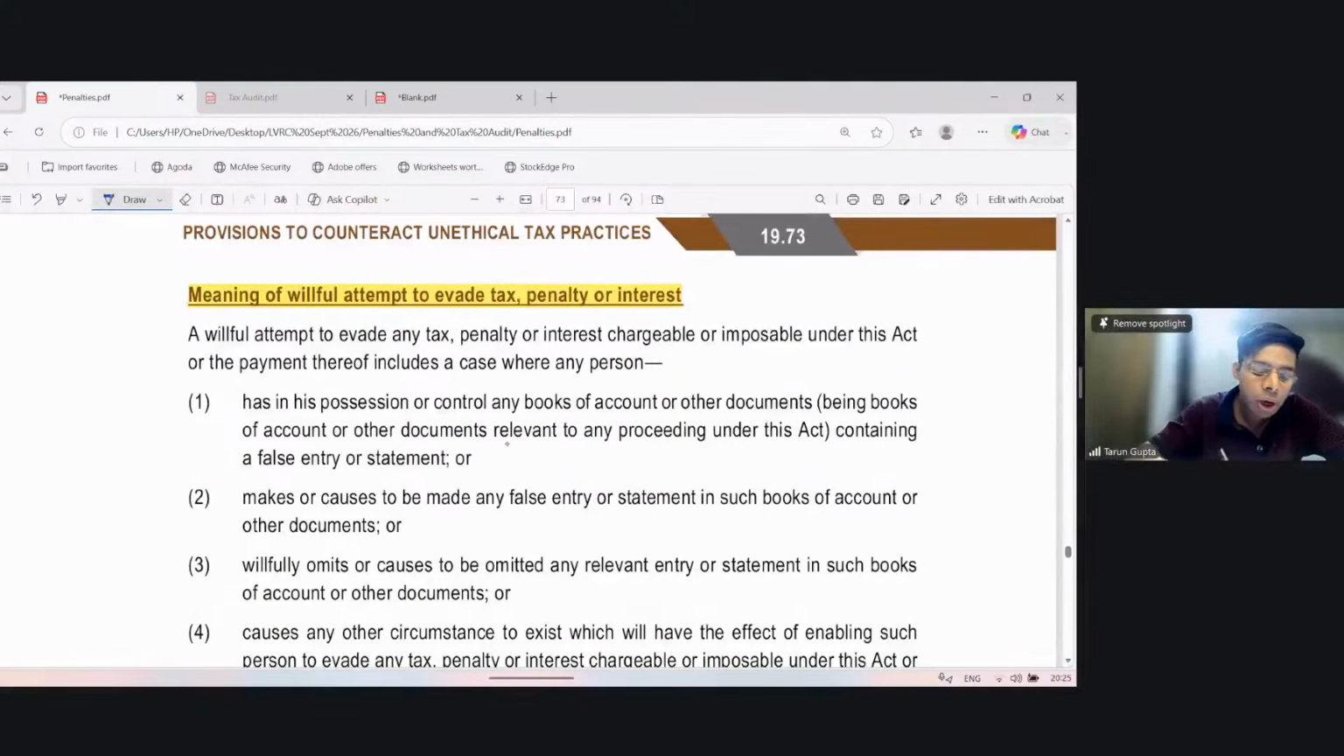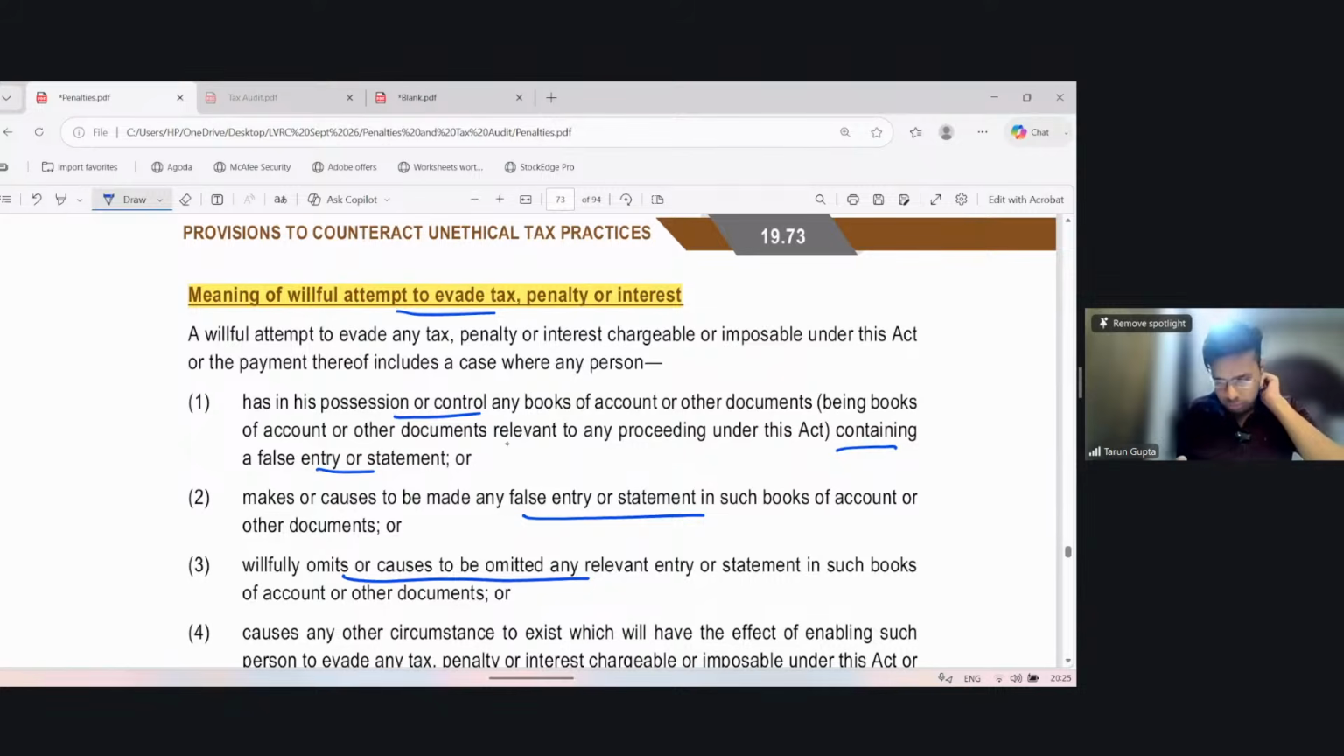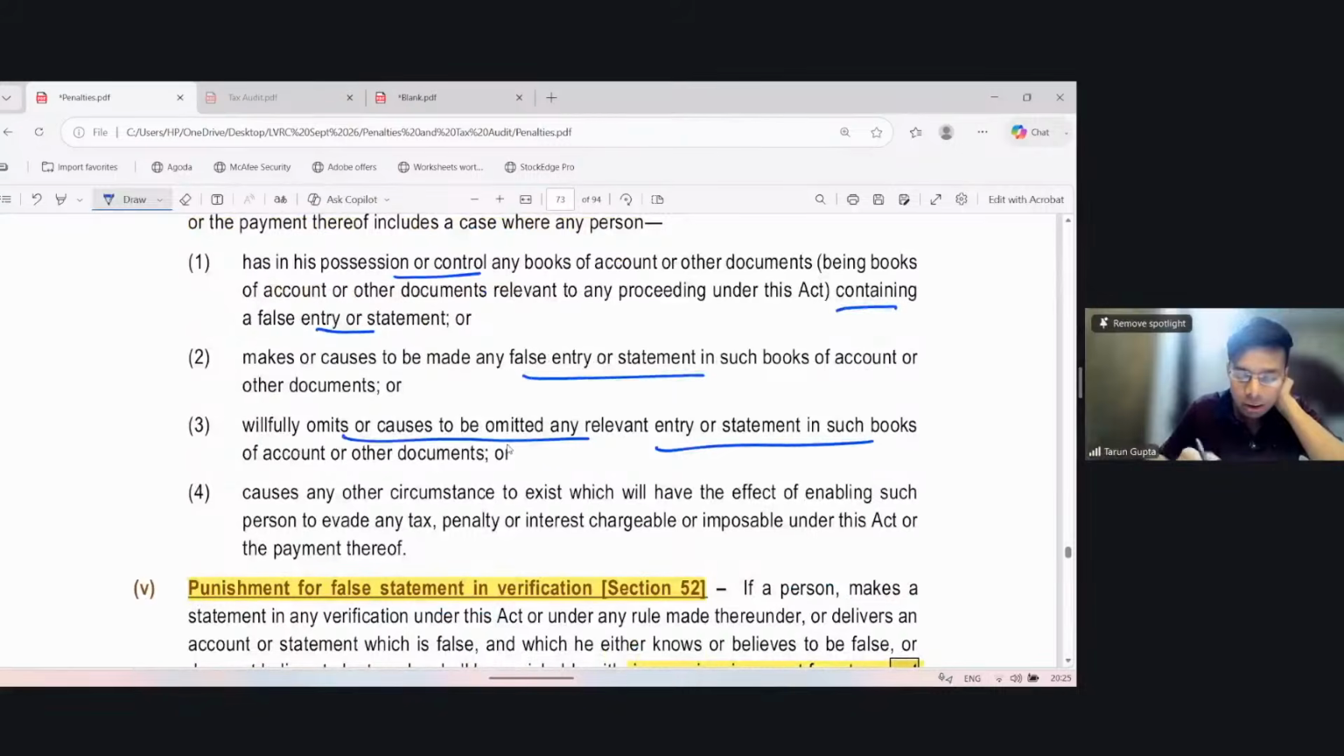What do we mean by willful attempt to evade tax, penalty, or interest? If any person has in his possession or control any books of account or other document containing a false entry, or makes or causes to be made any false entry or statement in such books of account, or willfully omits or causes to be omitted any relevant entry or statement in such books of account, or causes other circumstances to exist which will have the effect of enabling such person to evade any tax, interest, or penalty chargeable or imposable under this Act.